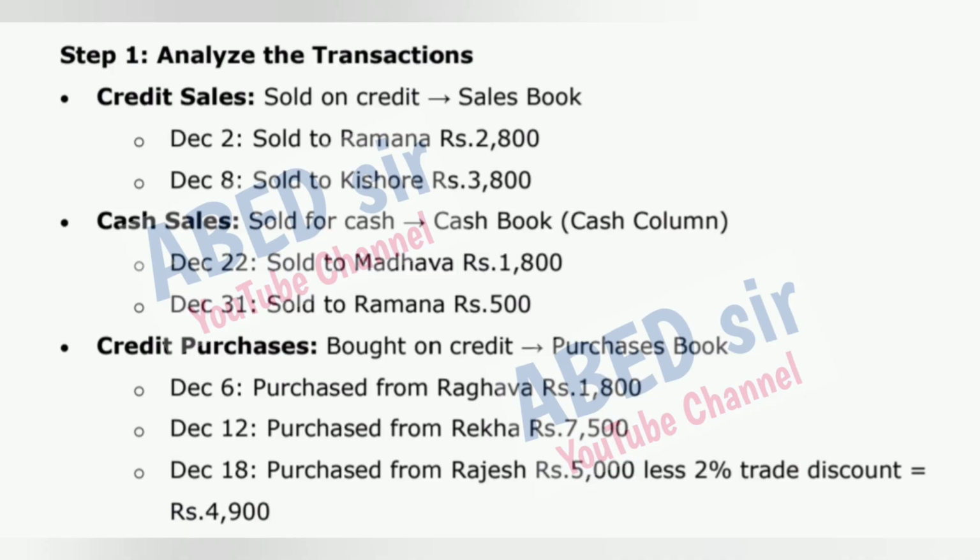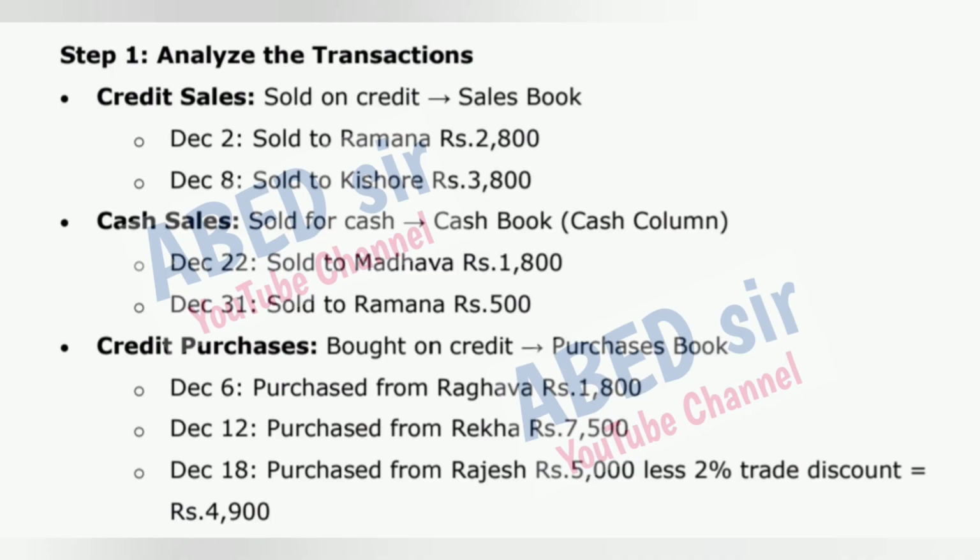2nd December, sold to Ramana 2,800 rupees. 8th December, sold to Kishore 3,800 rupees. Cash sales, sold for cash, cash book, cash column. 22nd December, sold to Madhva 1800 rupees. 31st December, sold to Ramana 500 rupees.